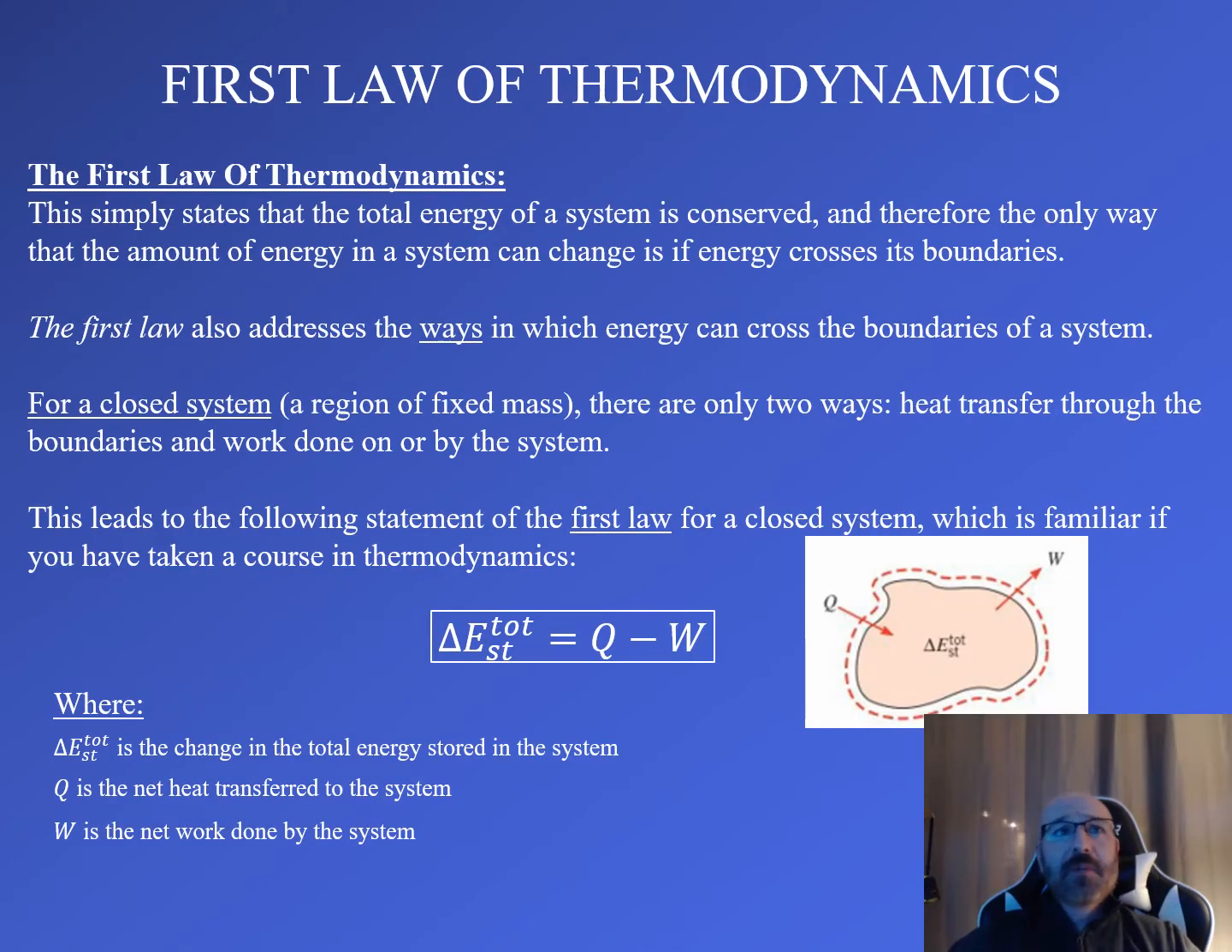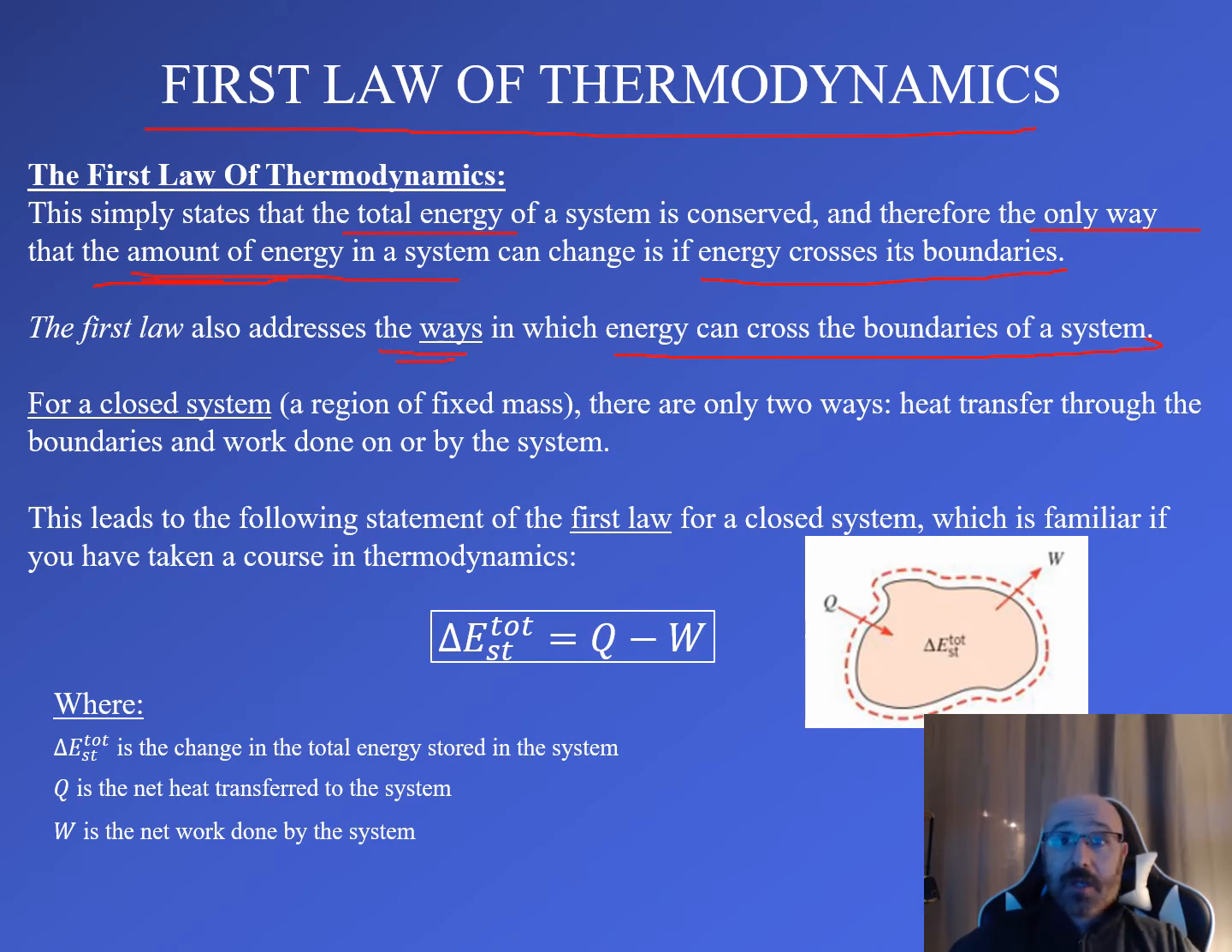So now I want to take a little bit of time and review the first law of thermodynamics. So what is the first law of thermodynamics? Well, this simply states that the total energy of a system is going to be conserved. Now, if this is true, that means that the only way that the amount of energy in a system can change is if it crosses its boundaries. So now the first law also tells us the ways in which the energy can then cross the boundaries of a system.